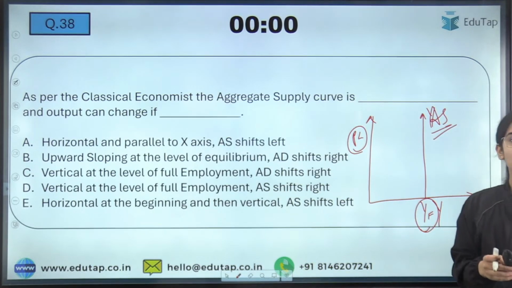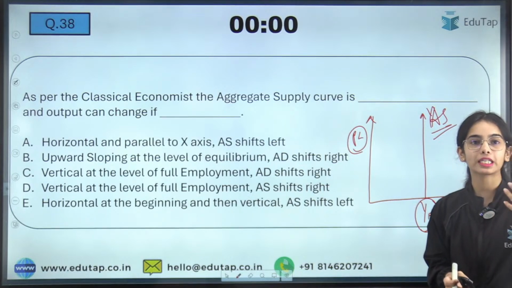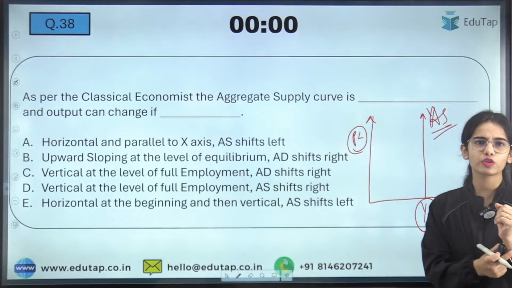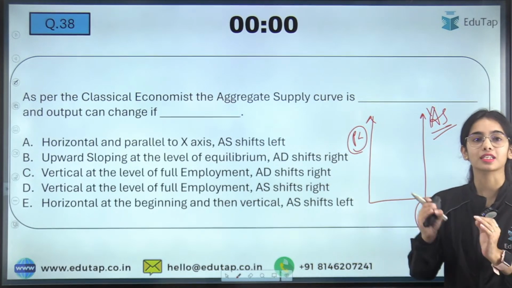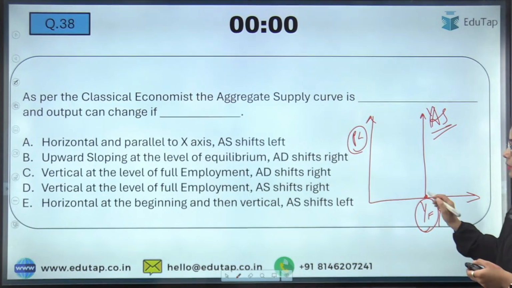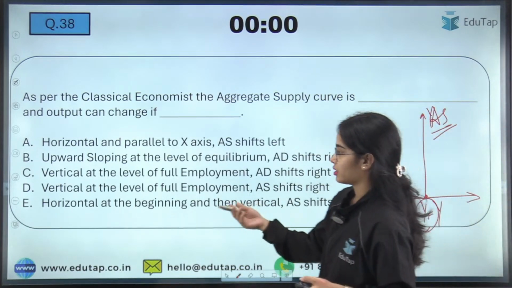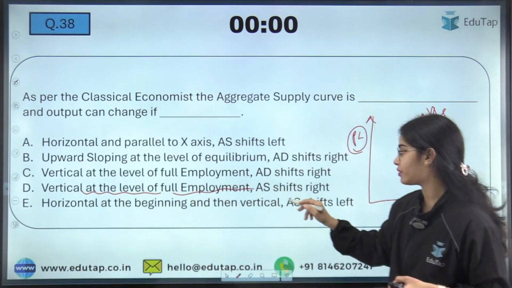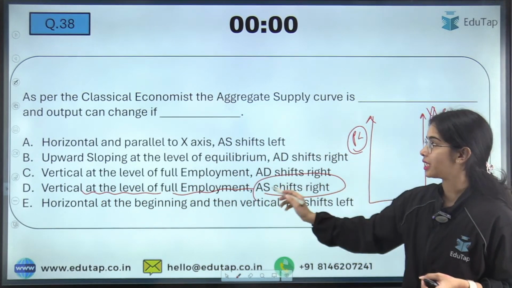Aggregate supply is vertical because the classicals always believe in full employment. That is the assumption they have taken: there is always full employment, so output is always produced at the full employment level. So aggregate supply is vertical at the full employment level.